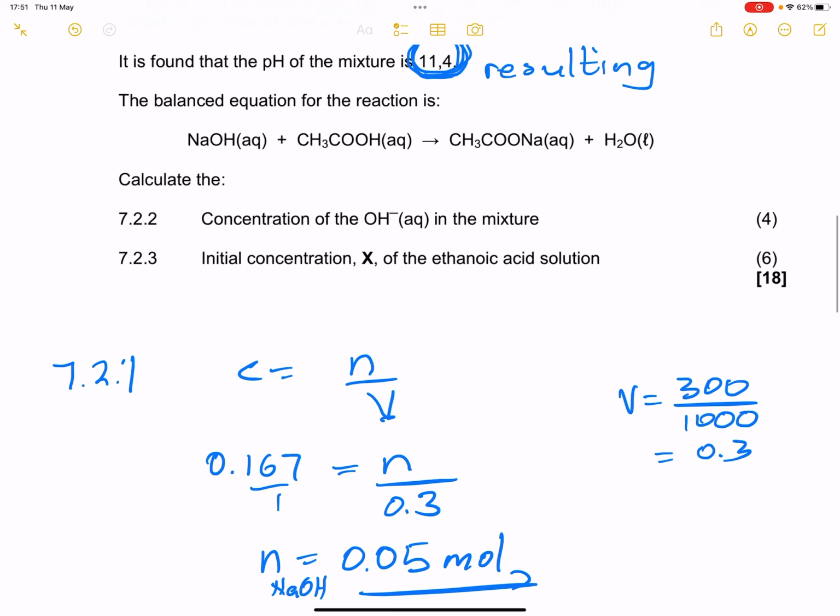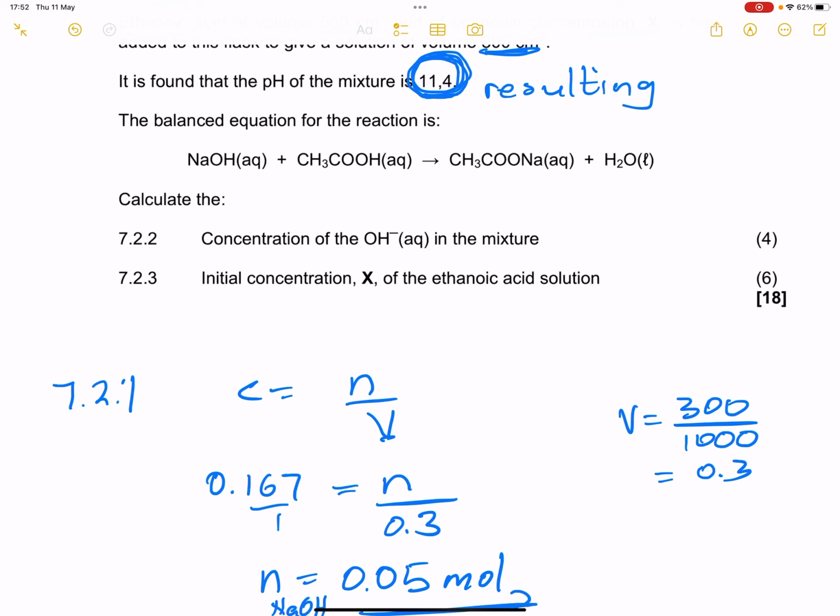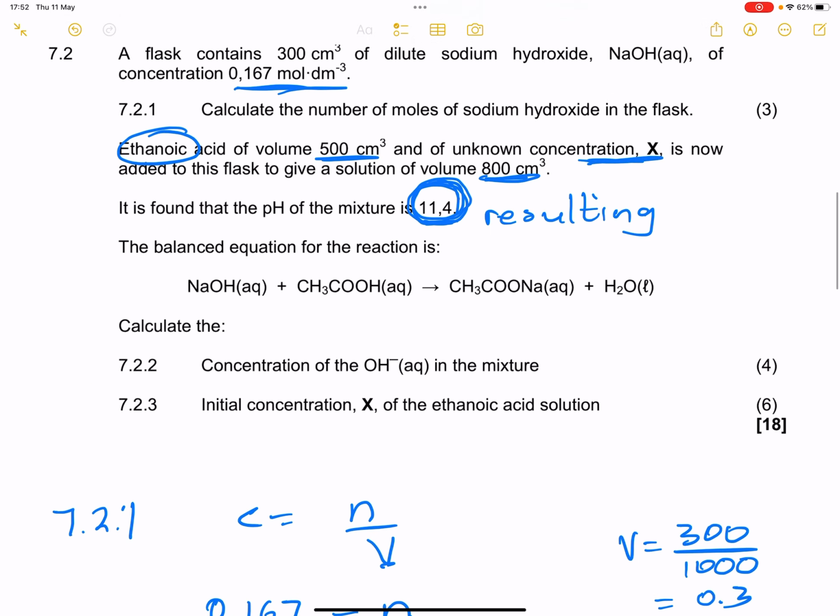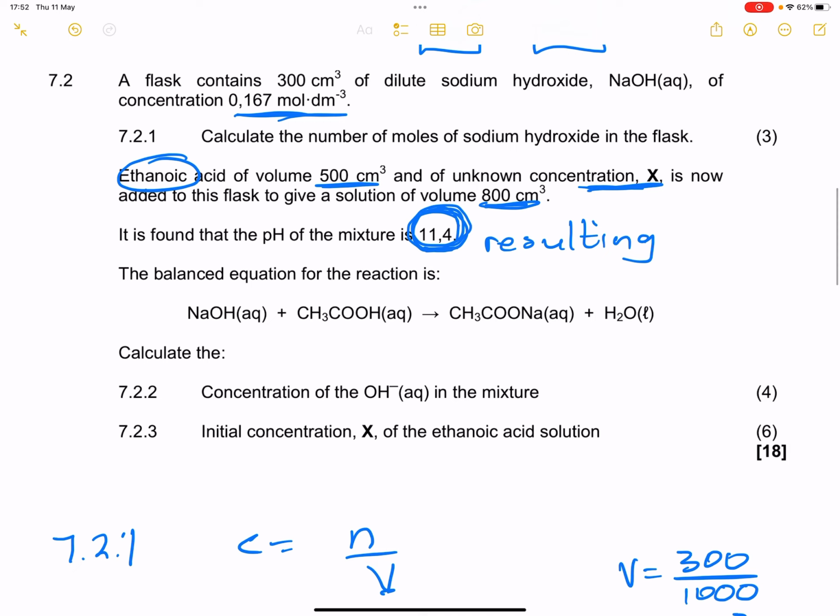Now here's what I want us to do, ladies and gents. Do you remember that we got the number of moles of sodium hydroxide that were initially in the flask? So what would happen in this case? It means that some of them will neutralize with the ethanoic acid that we poured into the reaction, so that the result gives us that pH of 11.4.